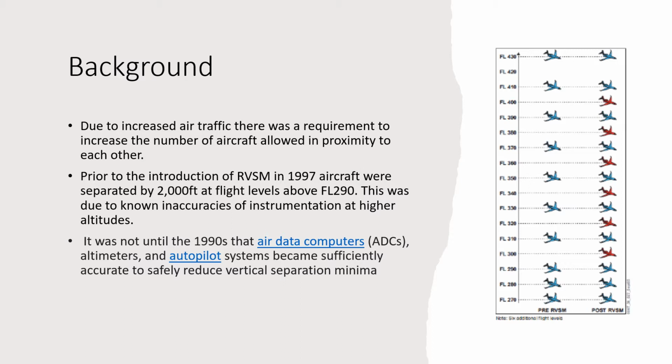It wasn't until the 1990s that air data computers and altimeters and autopilot systems became sufficiently accurate to safely reduce the vertical separation. And so from 1997 onwards, gradually in different airspaces around the world, RVSM has been rolled out, and it's for aircraft above flight level 290 and up to and including flight level 410.